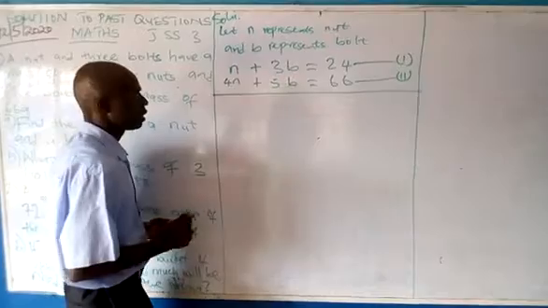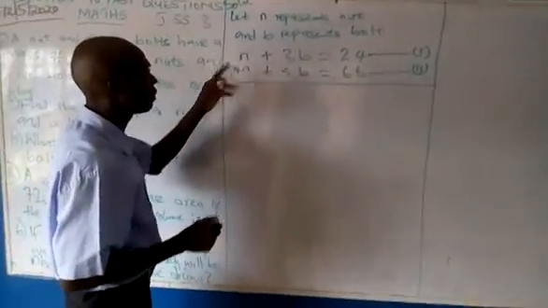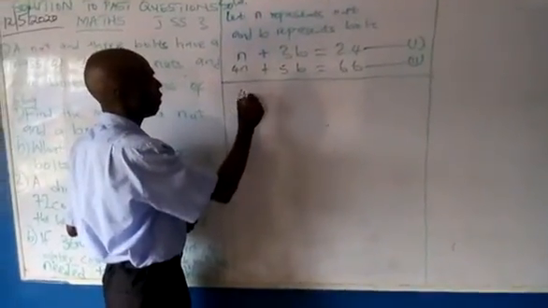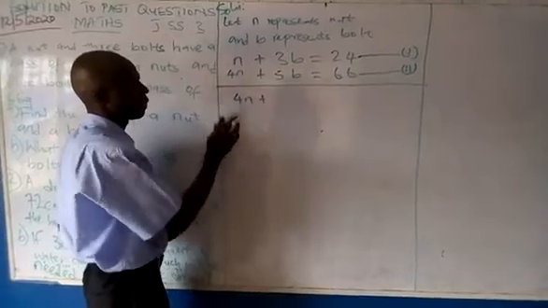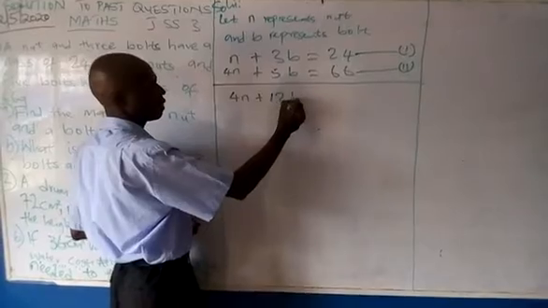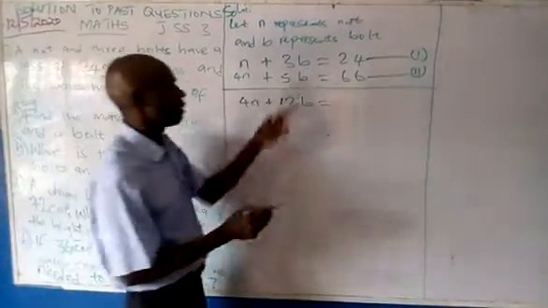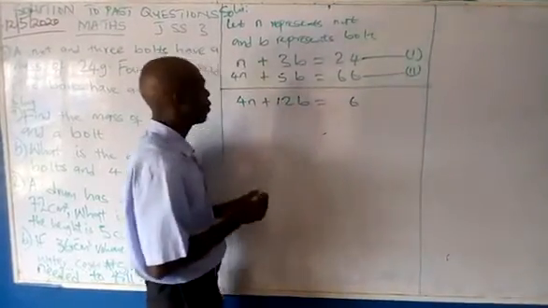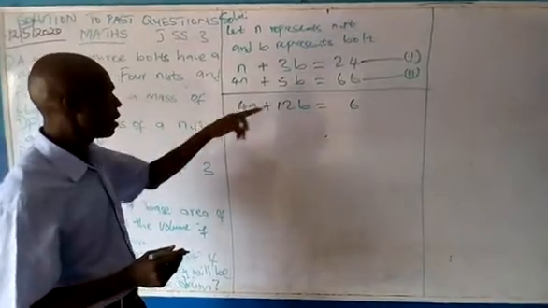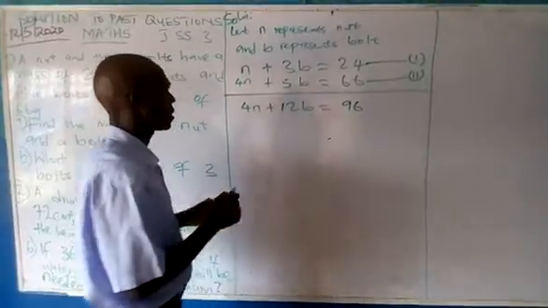Now I'm using 4. The coefficient of N here is 4. I'm using the coefficient of N to multiply. 4 times N, 4N, plus 4 times 3B to give us 12B equals 4 times 24. 4 times 4, 16. You write 6, carry 1. 4 times 2, 8. 8 plus 1, 9. It becomes 96.